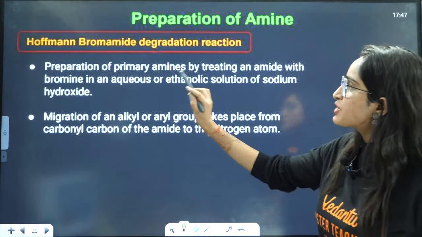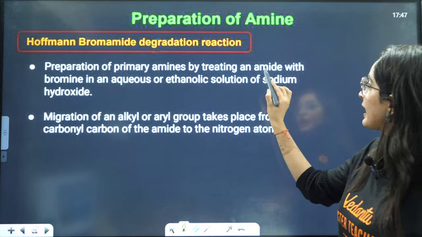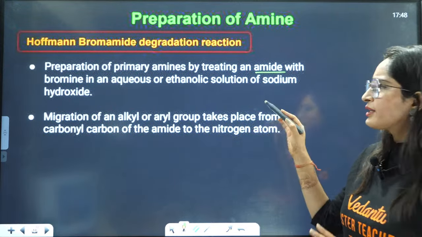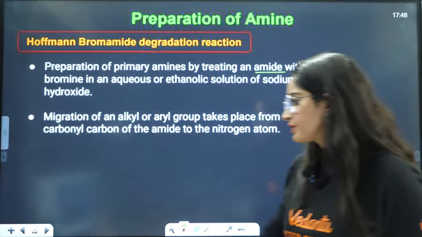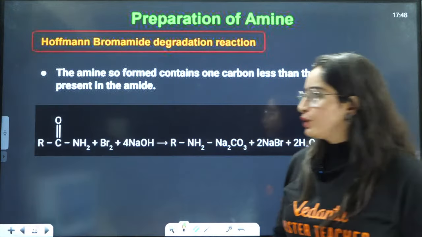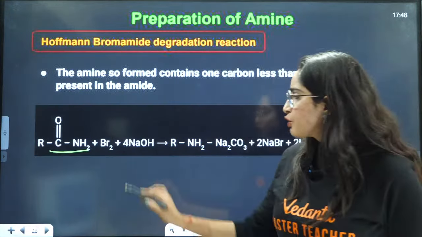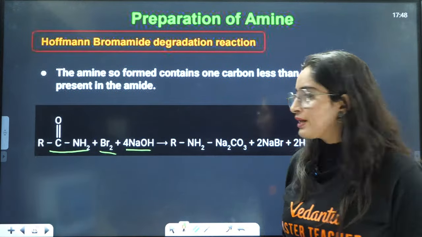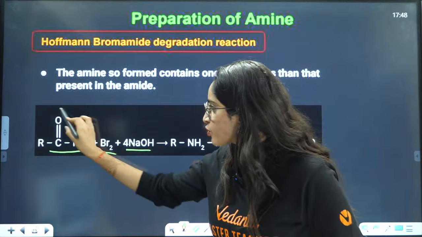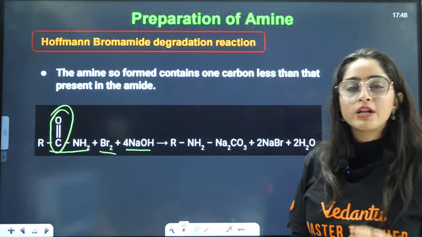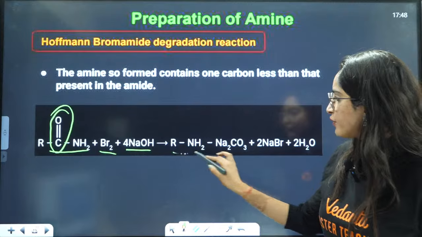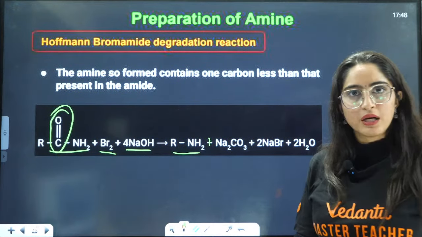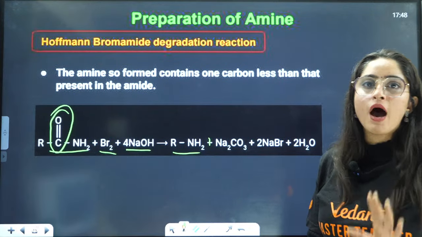First is preparation of primary amines by treating an amide with bromine in the aqueous or ethanolic solution of sodium hydroxide. So, what are they doing here? You have an amide, right? You're adding Br2 in the presence of NaOH, right? What will happen here? This whole CO bond will be eliminated and you will have the formation of RNH2, right?